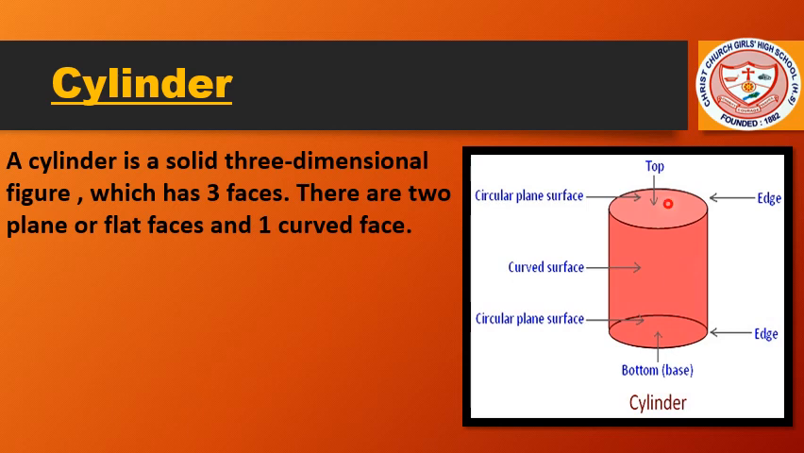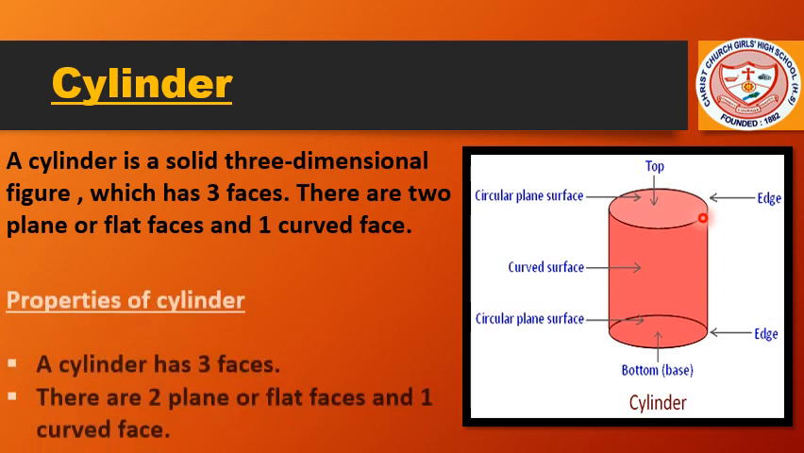The two plane or flat faces, so this face and this face are circular plane surface, and this is the curved surface. Girls, please remember the solid shapes have straight or curved edges. Alright? In the previous two shapes, that is cube and cuboid, we have learned that a cube has straight edges as well as a cuboid, but cylinder has curved edges. You can see that this is the curved edge of cylinder, and a cylinder has two curved edges. All right.